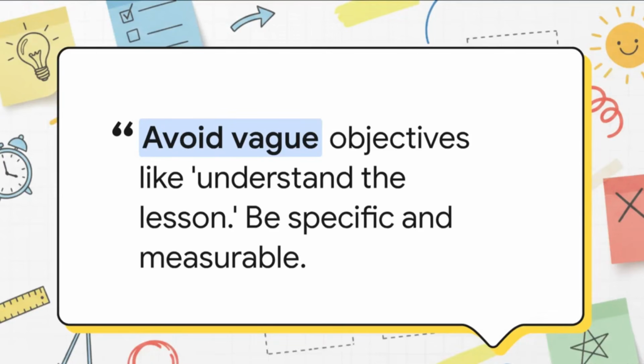I actually want you to pause and copy this specific tip down in your notes. Avoid vague objectives like "understand the lesson." Be specific and measurable. You know, this brilliantly illustrates a trap so many of us fall into. Why do we avoid the word "understand"? Because, well, understanding is totally invisible. You can't see it. But identifying a stomach on a diagram or describing what it does, those are actions you can actually see and measure in real time.